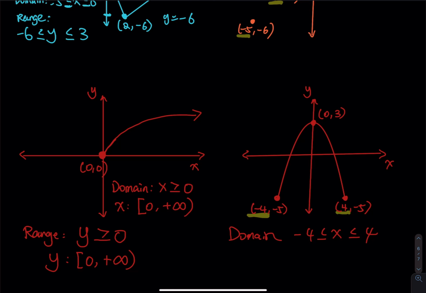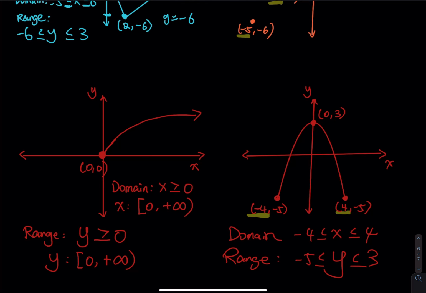How about the range? So the range, the smallest y is -5. The highest y is 3. So y is between the small value on the left and the big value on the right. And this is called a compound inequality.